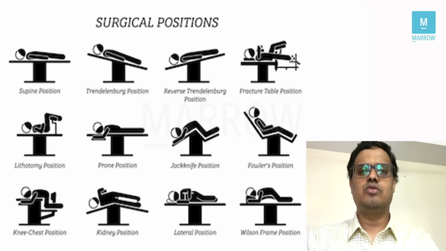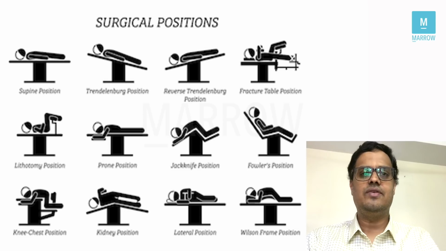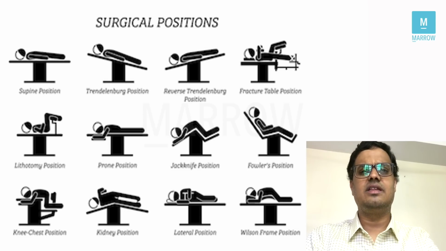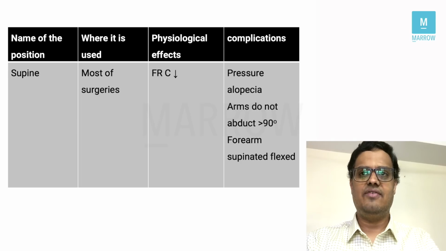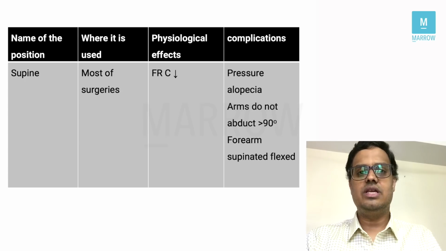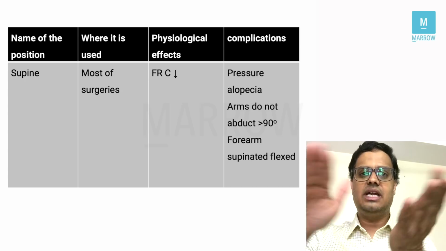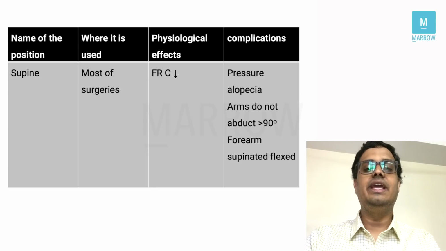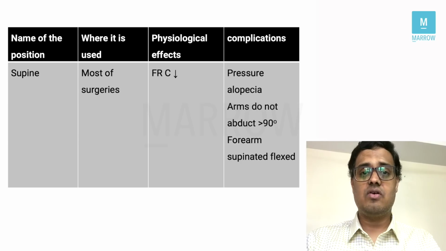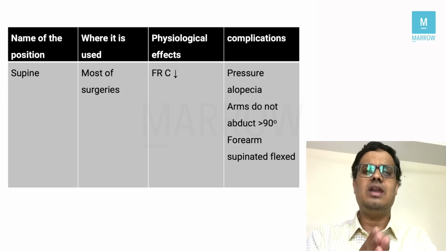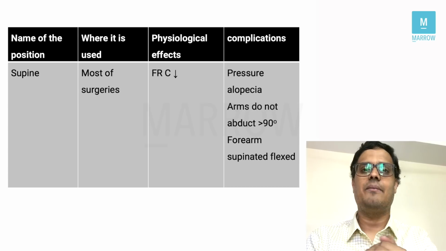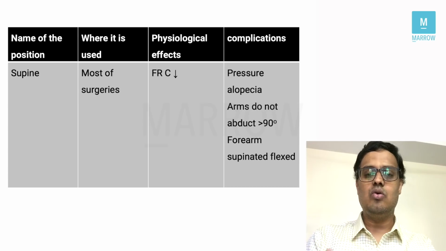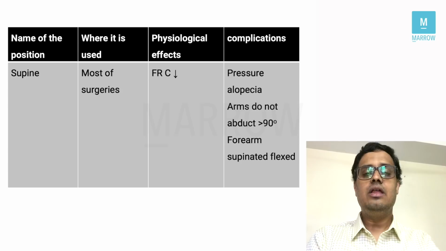The first position is the supine position, which is very commonly used for GI surgeries, like hernia, hydrocele, whatever. So what are the physiological effects of this supine position? When you make a patient lie down, the FRC, that is the functional residual capacity, will be decreased. So there can be chances of hypoxia. When the functional residual capacity is decreased, we all know that the closing capacity will increase. Right? So there can be chances that the alveoli will collapse.